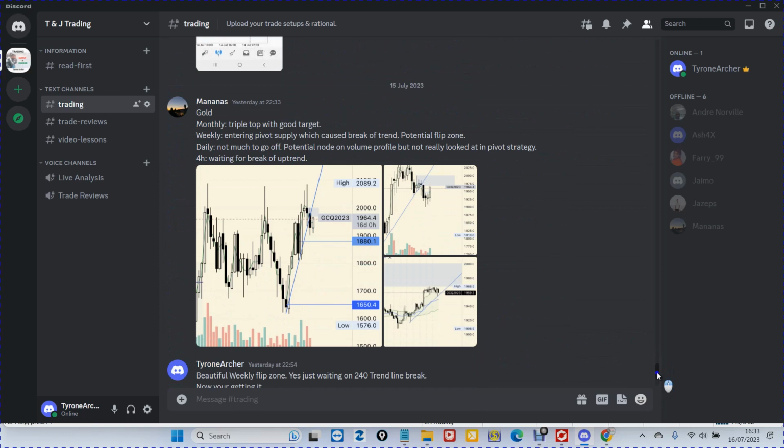Mananas just posted here because he trades predominantly gold and he's a long-term trader. Absolutely right up my street, really coming on very, very well. So as an example, he was looking at gold, a monthly triple top with a good target. Not a target for the triple top, the target's down here, and he's got another target in here at solid bodied candles. So basically he's saying the weekly is entering a pivot supply. He's talking about this being the monthly, but the weekly is entering a pivot supply right here, which is supply and control at the break of a flip zone. So what was demand becomes supply.